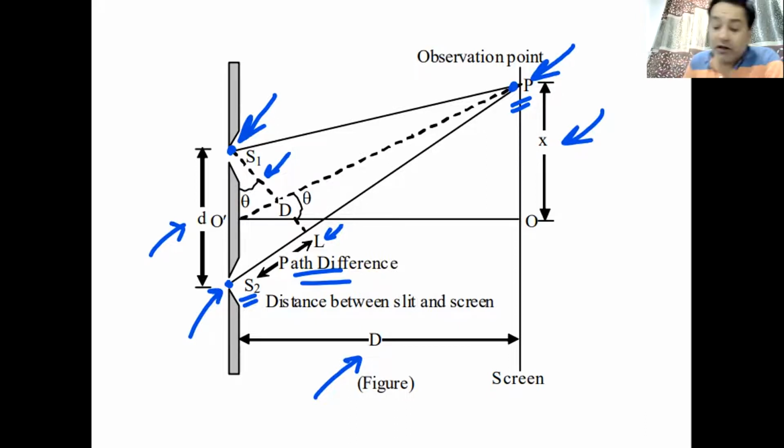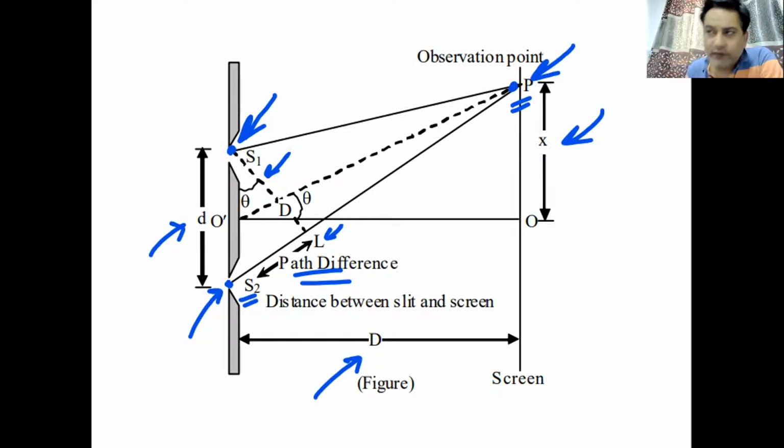For constructive interference, path difference must be n times lambda. We had seen it in terms of phi. Now we are seeing it in terms of lambda. It is n times lambda. And for dark fringes, it is (2n minus 1) times lambda by 2. To get the first dark fringe, put the value of n as 1. To get the second dark fringe, put n as 2. To get the first bright fringe, put n as 1.